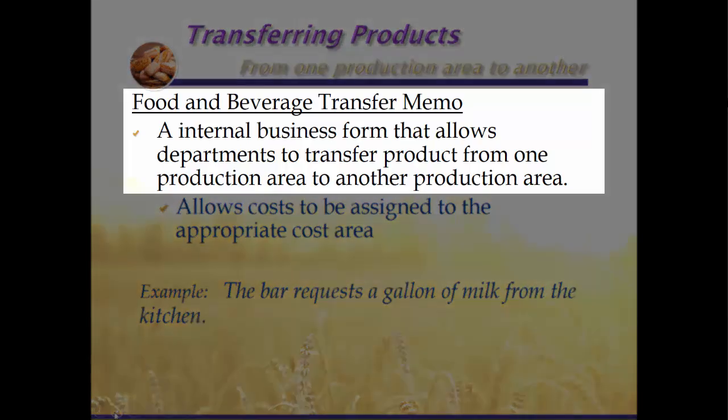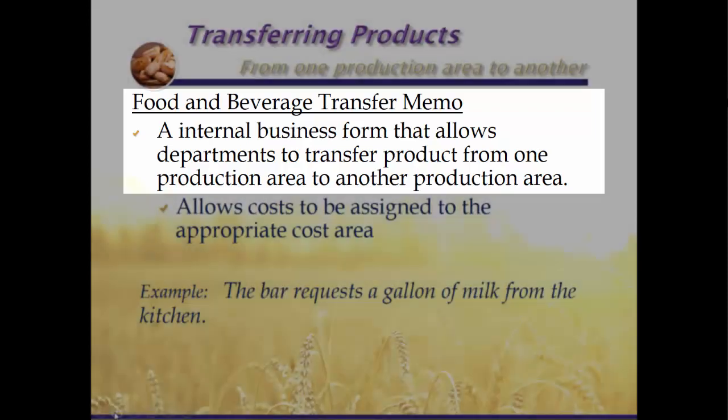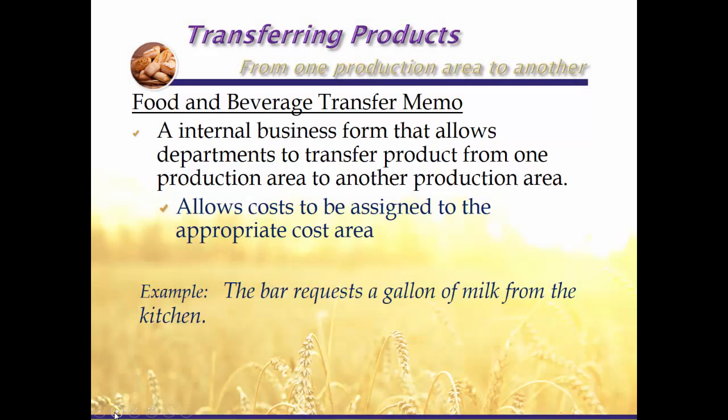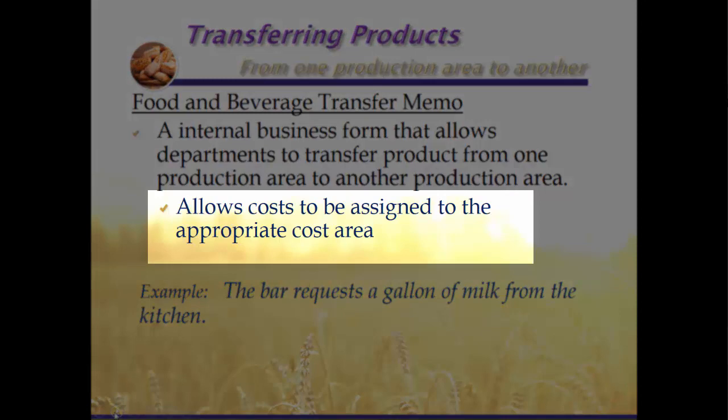So the Food and Beverage Transfer Memo is an internal business form that the departments use to transfer product from one production area to another production area. So it goes off one department's food cost and gets transferred to another that the products were transferred to. So this might mean the bar needs lemons and limes, and they transfer a case or two from the kitchen. So now the bar will eat that food cost and not the kitchen. This also works vice versa. So it just basically allows costs to be assigned to the appropriate cost area.